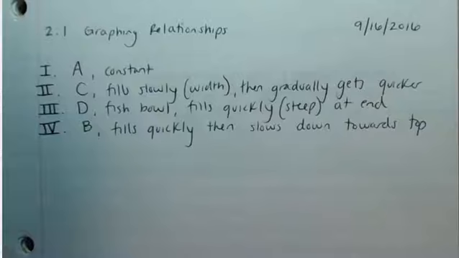So just to jot down some things in my notebook, you should have already filled this out, but we decided that the first graph matched up with container A because it was constant. The second one was C because it fills slowly because of the width of the container and then gradually gets quicker because the container gets narrower. D has the fishbowl, okay, so it starts off that little squiggly way, and then it fills quickly up at the end because the steepest part of the container is the cylinder at the top. And then the fourth graph matches up with B because it fills quickly and then slows down towards the top.